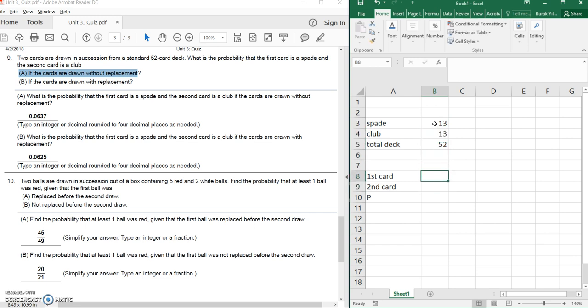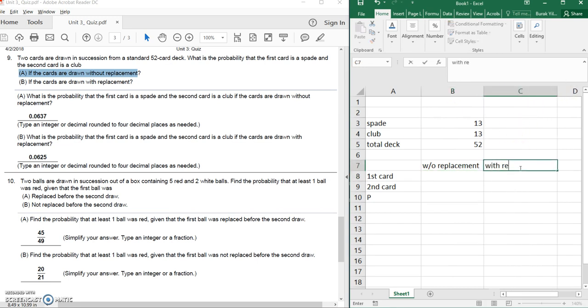13 again. So this is without replacement. So the first card, we want that to be a spade. So that is obviously the number of spades divided by the total cards in the deck. So that's 13 divided by 52, which is 0.25.